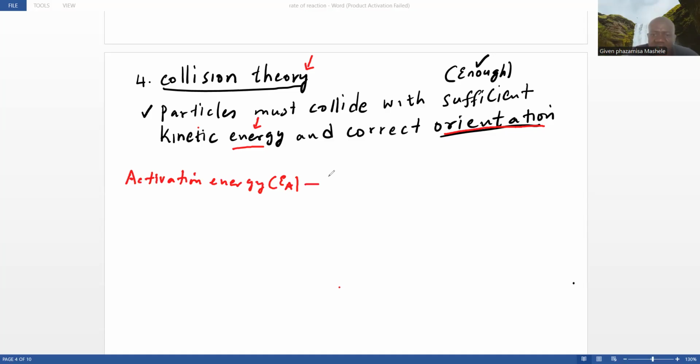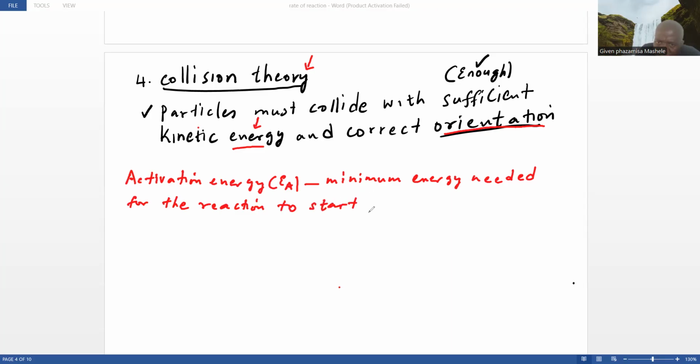So we know the activation energy is the minimum energy needed, the minimum amount of energy that is needed for the reaction to start or for the reaction to begin. So this minimum amount of energy that is needed for the reaction to start is called the activation energy.